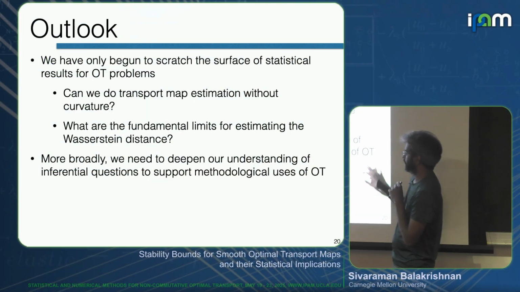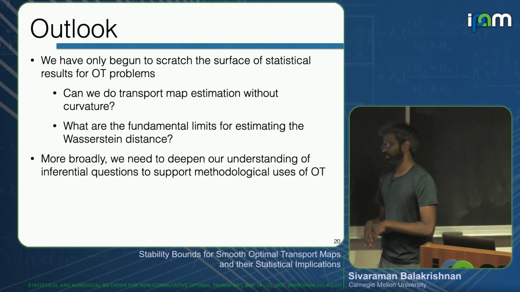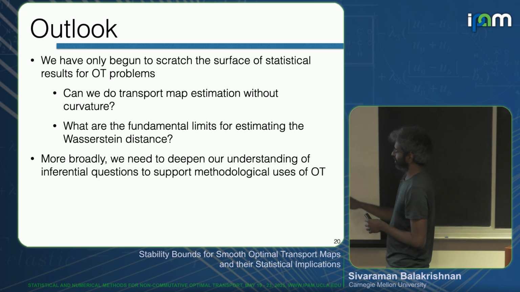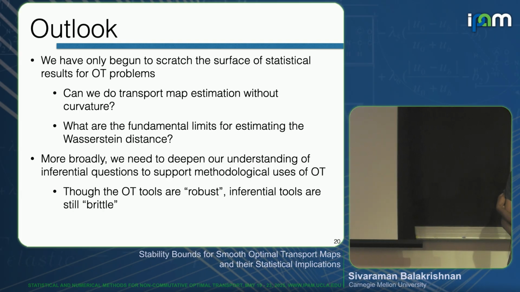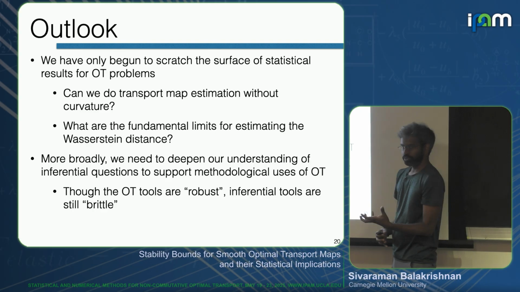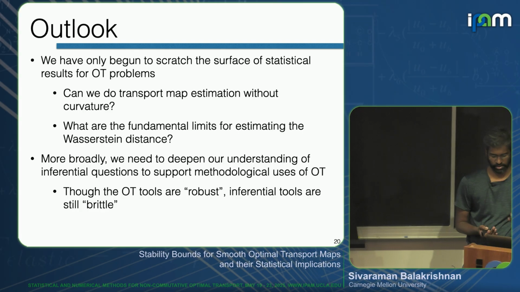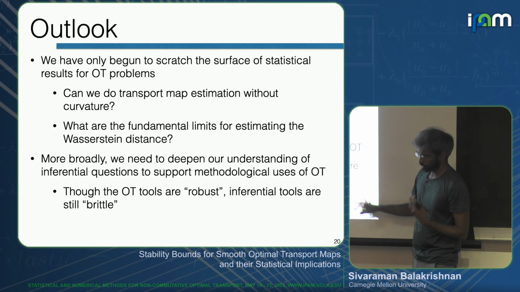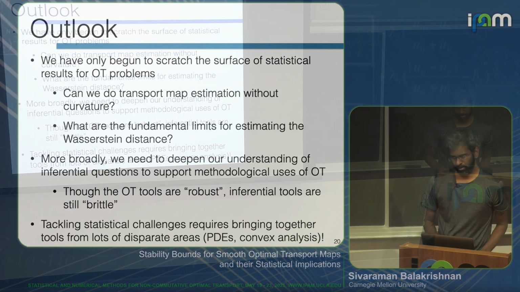And maybe more broadly, there are many more problems about estimating barycenters, about estimating in the entropic setting, and there are many variants of OT. In all of these cases, we have very little understanding of the statistical aspects. And maybe the high-level takeaway is just that even though these OT tools are very robust, it seems like the inferential tools are still very brittle. Our understanding of when we can get fast rates and estimate these objects well is still rudimentary. So there's a lot of work to do still, and yeah, I'll stop here.